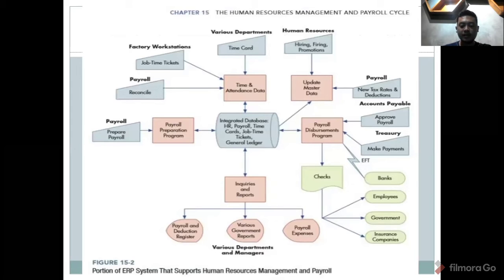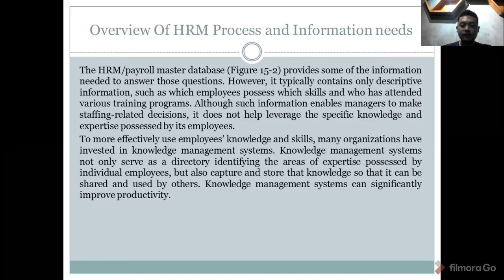This is the portion of the ERP system that supports human resource management and payroll. Figure 50.2. Overview of human resource management process and information needs. The human resource management and payroll master database, figure 50.2, provides some of the information needed to answer these questions. However, it typically contains only descriptive information, such as which employees possess which skill and who has attended various training programs.